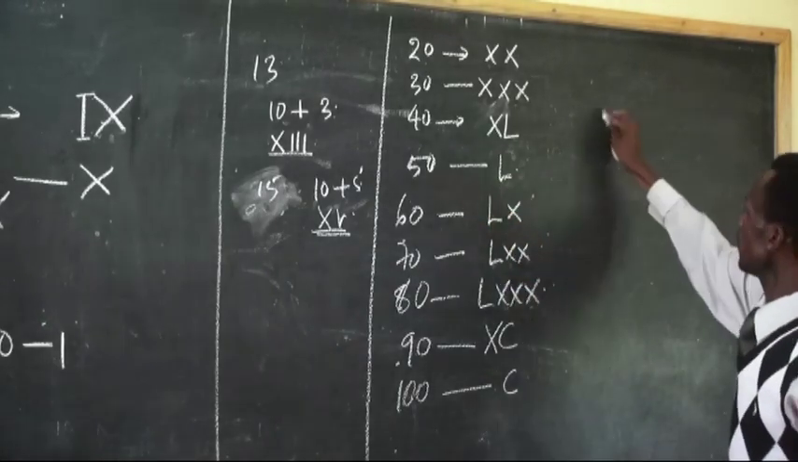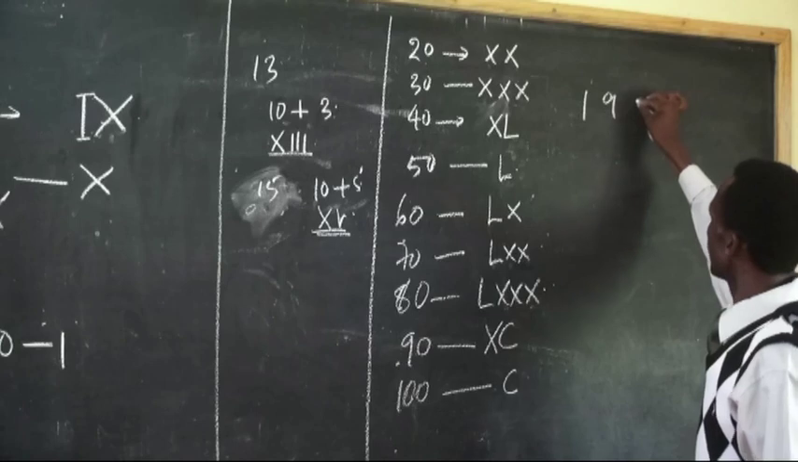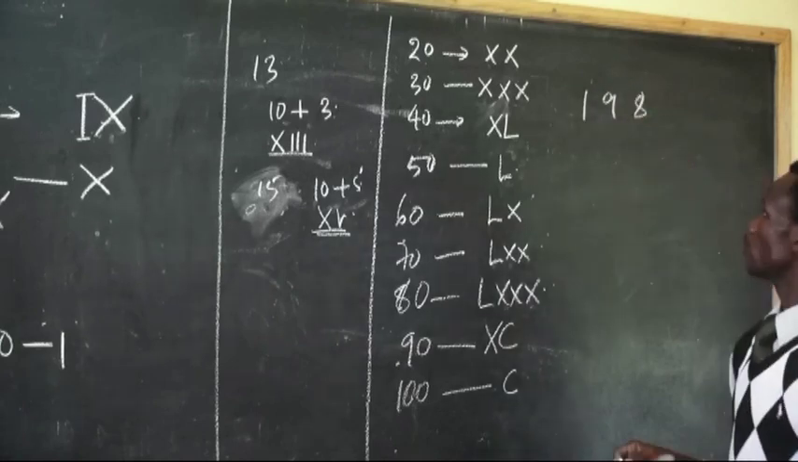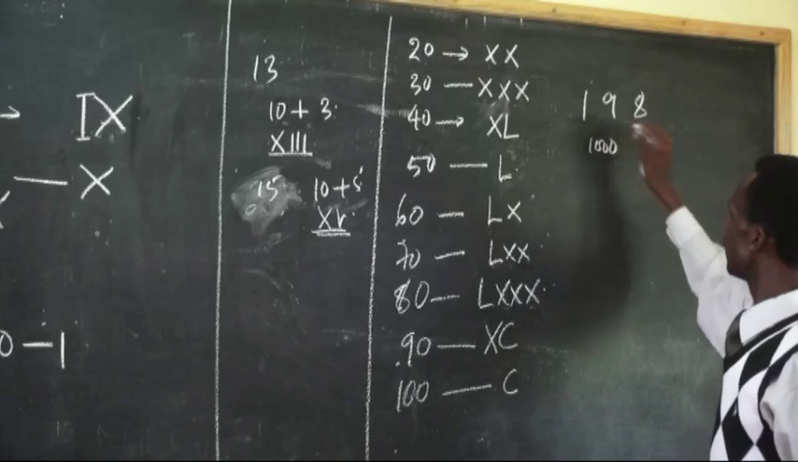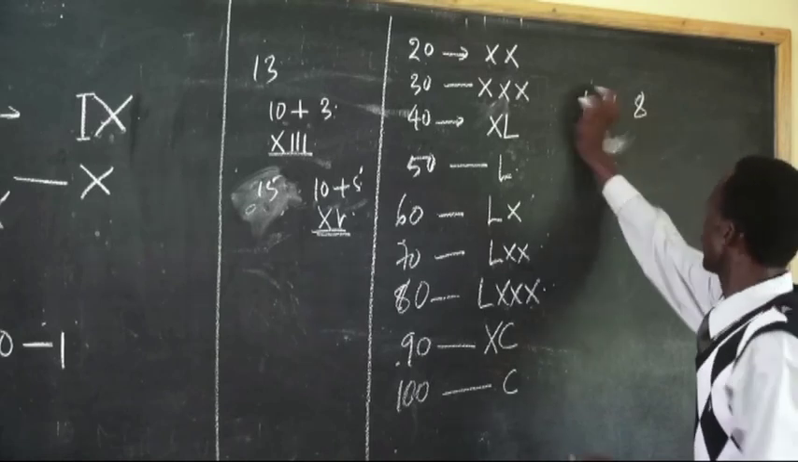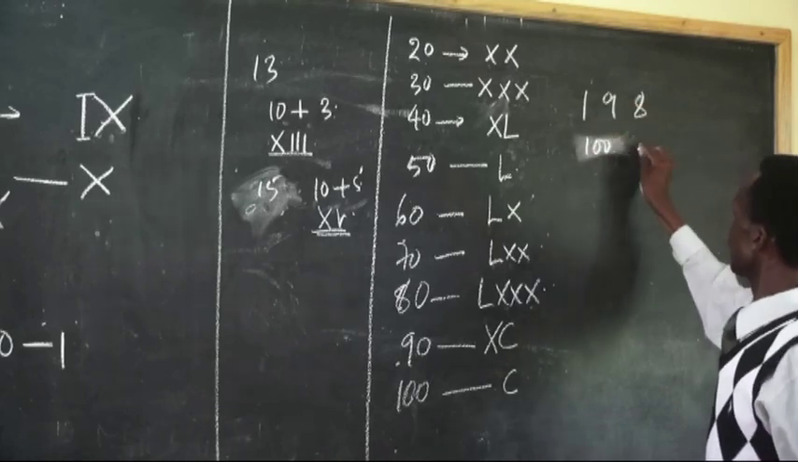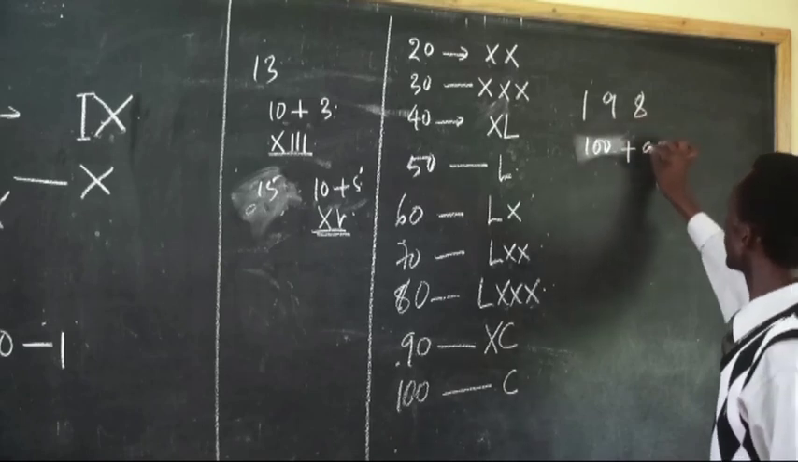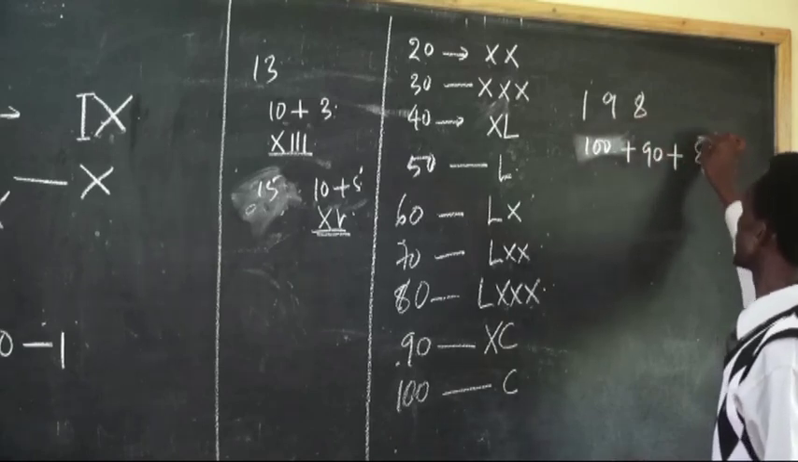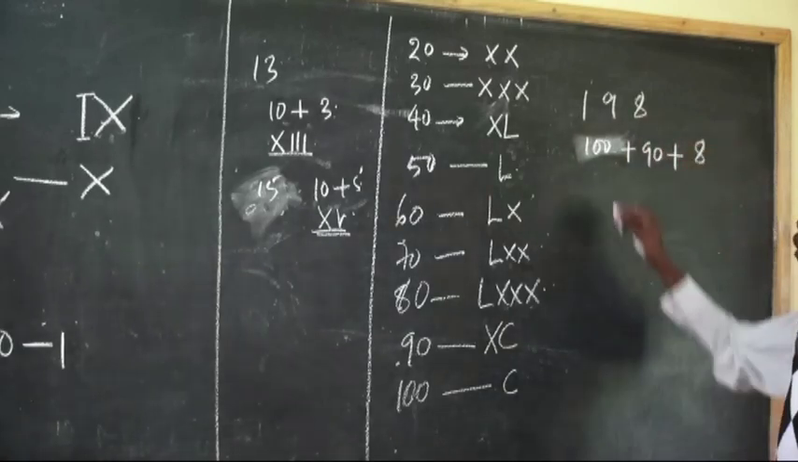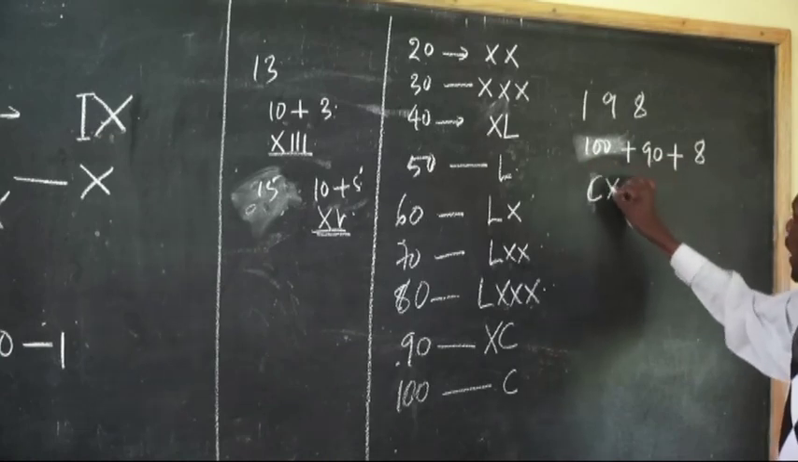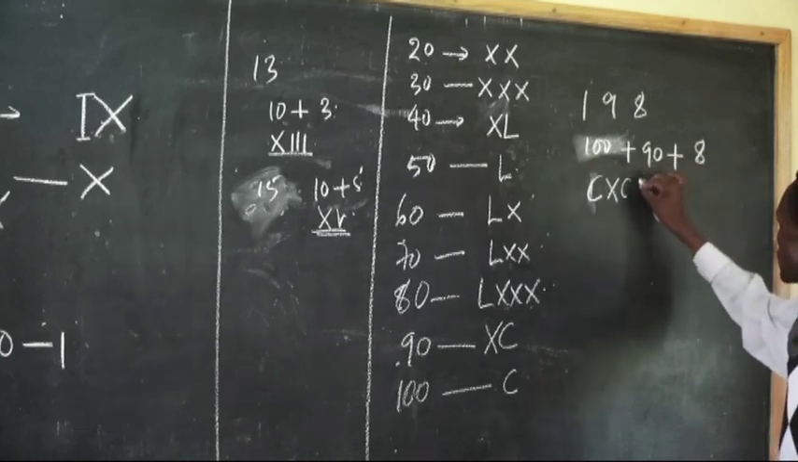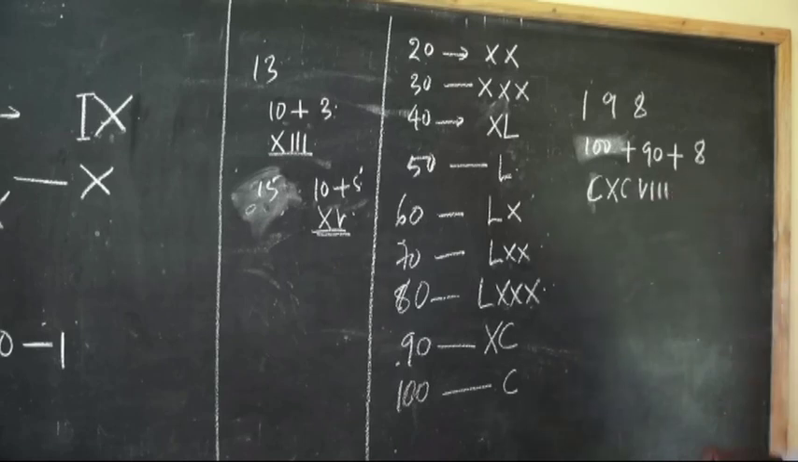For example, maybe you have 198. You've been told to write this in Roman numerals. So this is 100, then plus 90, then plus 80. 100 is written as C, 90 is XC, and 80 is LXXX.